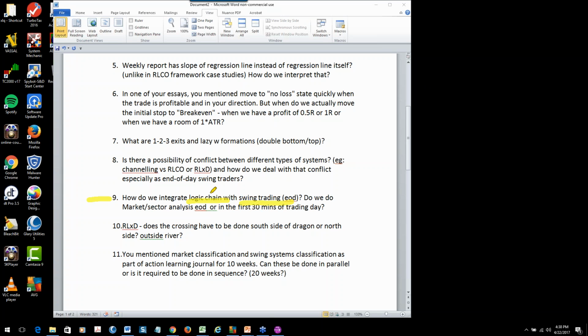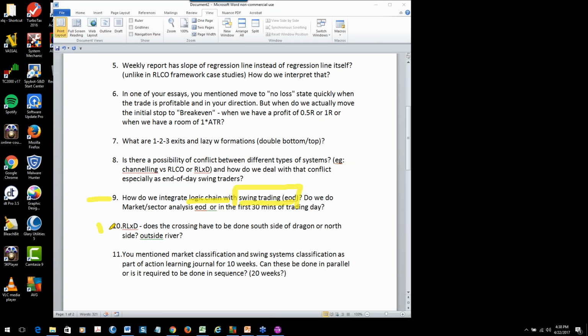So you can use that same idea with swing trading and end of day trading in order to choose between multiple targets. So if you have more targets than you have units of risk, you can prefer the ones that are in the stronger sectors.